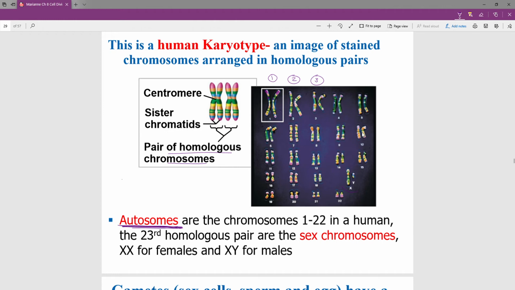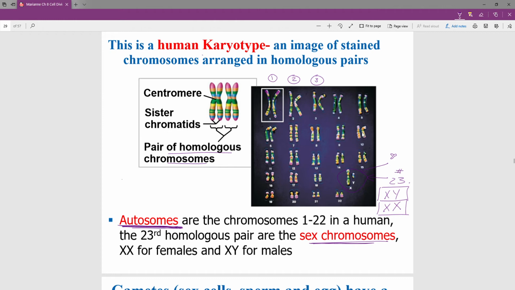And the 23rd pair here, this would be number 23, are your sex chromosomes. And so males are typically XY and females are typically XX. So if you're biologically female, you have 2 X's in that 23rd location. If you're male, you have an X and this little snippet of a chromosome here, which is a Y chromosome. It's not as fully formed basically as an X, and it's so small it doesn't carry as much genetic material, as we're going to talk about in sex-linked traits.